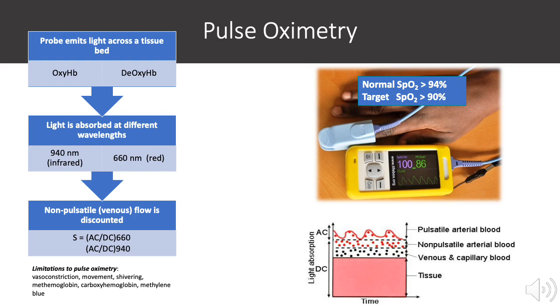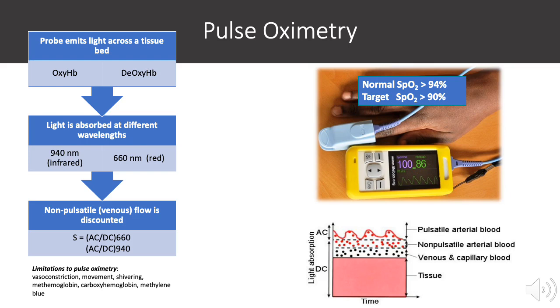Oxygenated and deoxygenated hemoglobin absorb the light at different wavelengths: oxyhemoglobin at 940 nanometers and deoxyhemoglobin at 660 nanometers. The ratio of wavelength absorbed is converted to a percentage and displayed on the pulse oximeter, and this is referred to as the SpO2. Normal SpO2 is greater than 94%.